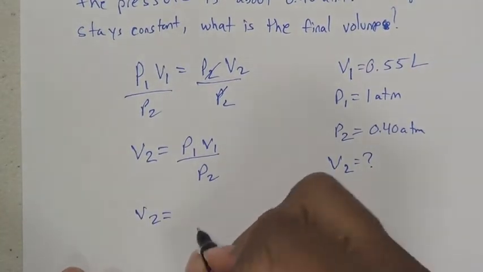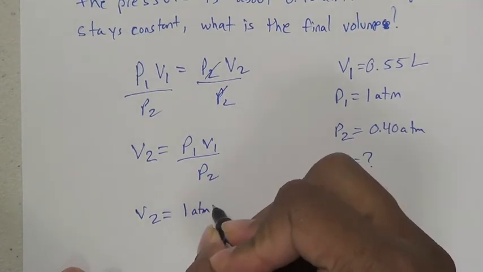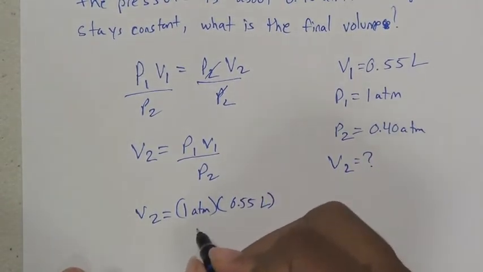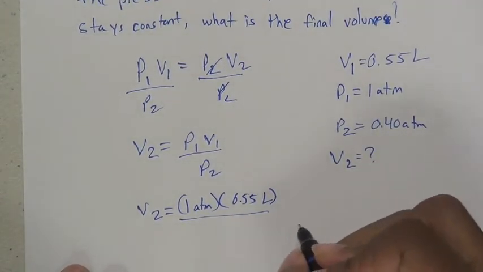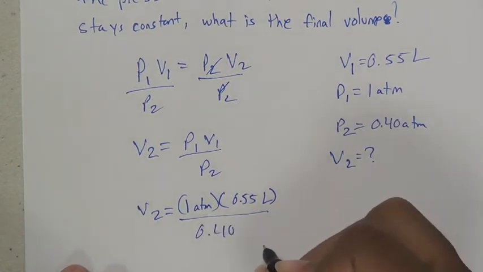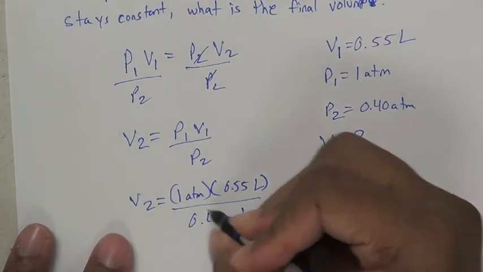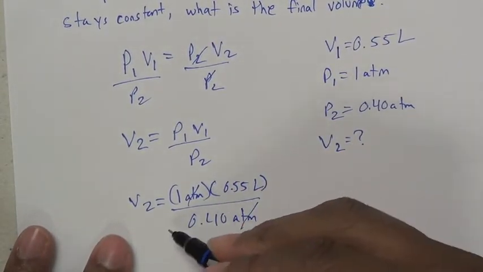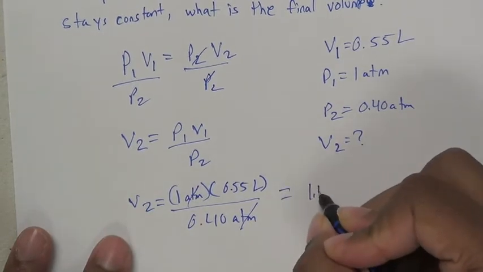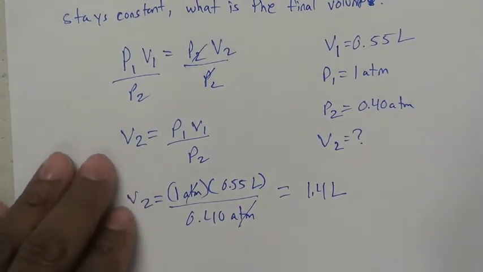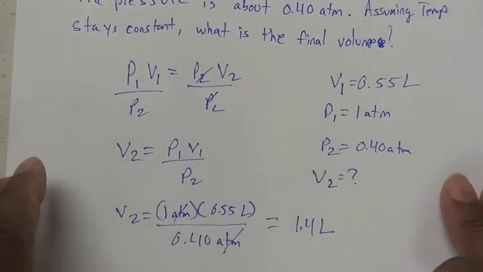V2 is equal to 1 atmosphere times 0.55 liters over P2, which is 0.40 atmosphere. Since we're talking about volume, the units will be liters, so it comes out to be 1.4 liters. Okay, moving right along, let's do another example. Let's exercise this equation one more time.